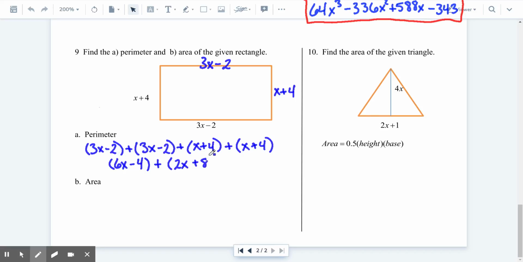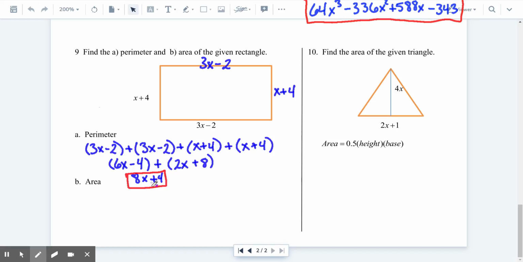So the last thing we need to do is combine these two expressions, and we're all finished. 6x plus 2x is 8x, and negative 4 plus 8 is positive 4. Okay, so there's our simplified expression for the perimeter. So if we ever want to know the perimeter, all we need to do is put our x value in right here, and we have it.